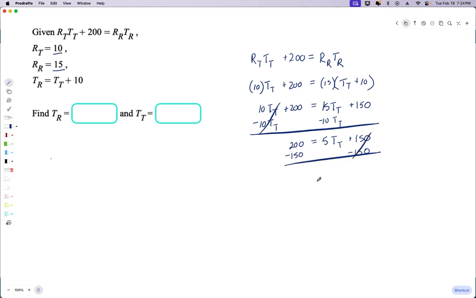This goes away, and this becomes 50 is equal to 5 times the time of t. So I'm going to divide by 5 on both sides, and I get 10 is equal to the time of t. So that goes here. And I know now that the time of t is 10. So 10 plus 10 equals 20. That is going to be the value of TR is 20.